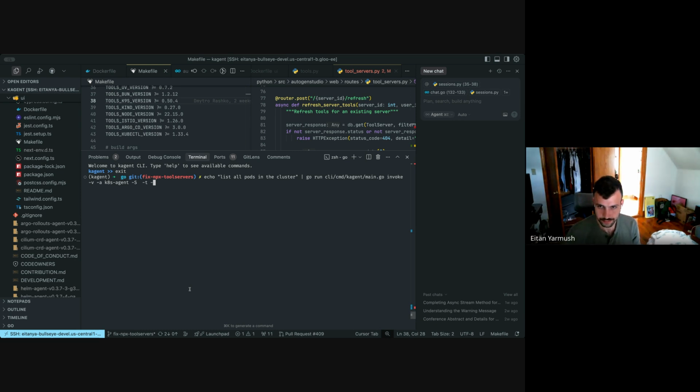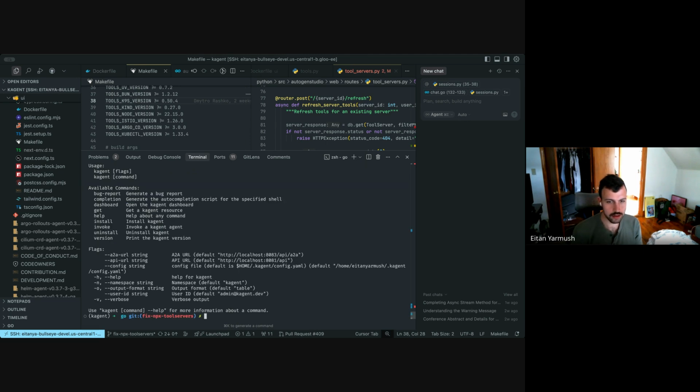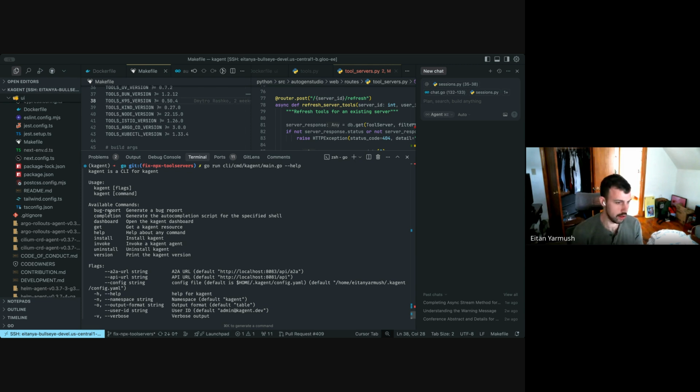So for example, I can just run help, and now you'll see that a lot of the commands that were originally in the interactive mode are here. So what this allows for is essentially one-off commands if you want to install or uninstall, but also what we're calling invoke, which is basically just a way to run any of the agents that you have running in the cluster.